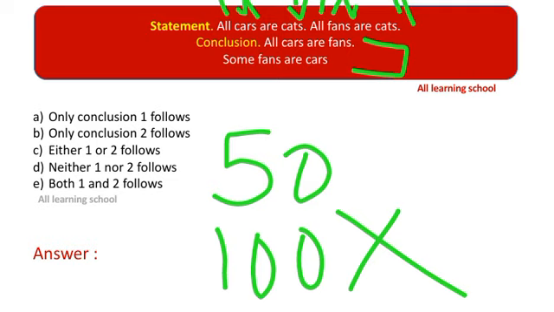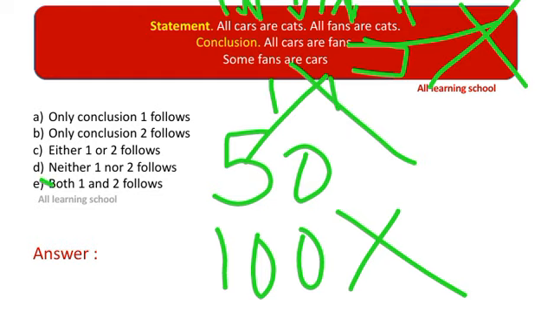As these two words are present in different statements, they need merging, but merging is not possible in this question, so the first conclusion is wrong. Now look at our second conclusion. Some fans are cars. Fans are present in the second statement, and cars in the first statement. These two words are present in different statements, so it is also wrong.